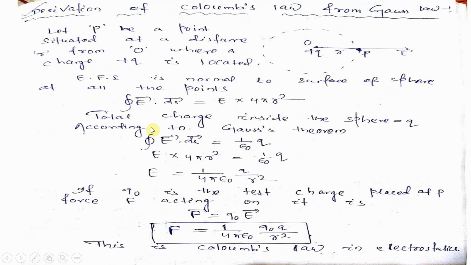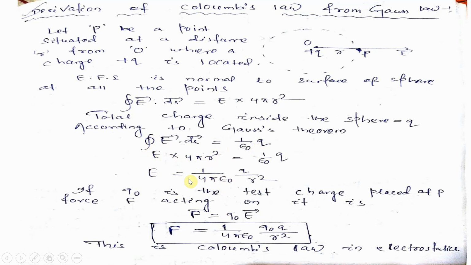Now the total charge inside the sphere, let it be Q, and according to Gauss law the total flux is equal to Q by epsilon naught. So here I have written the flux is represented as closed integration of E dot ds equal to Q by epsilon naught, and the flux is taken as E into 4 pi r square equal to Q by epsilon naught. So E equal to 1 by 4 pi epsilon naught Q by r square. This is the expression for electric field intensity.